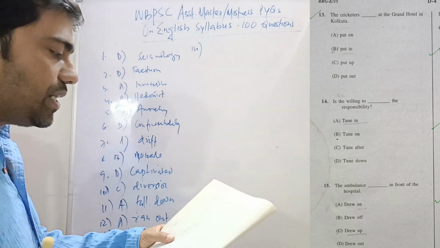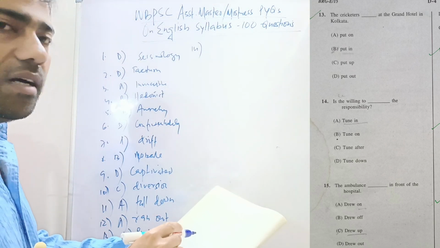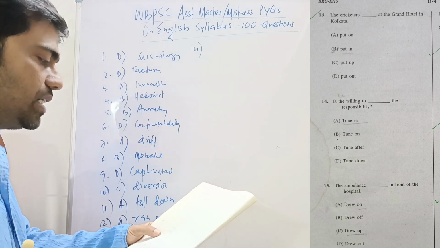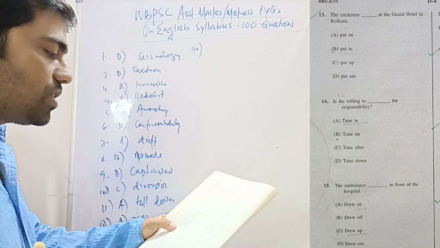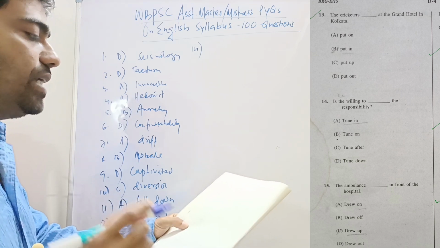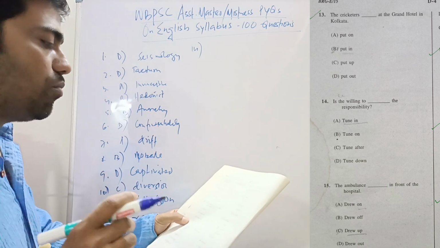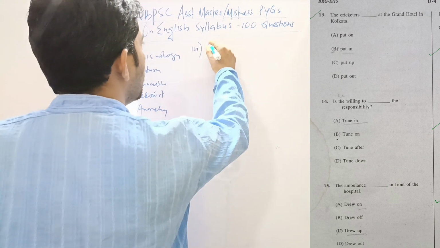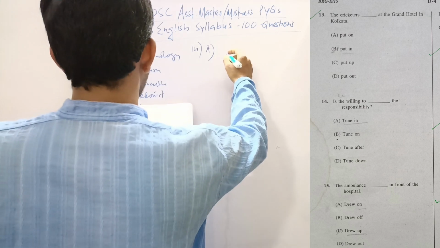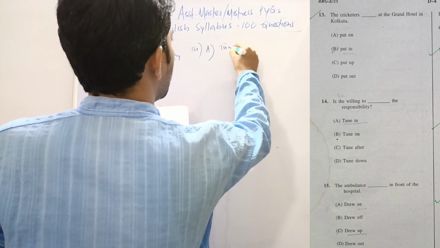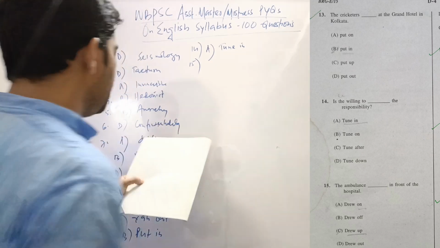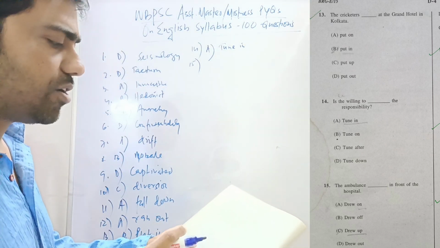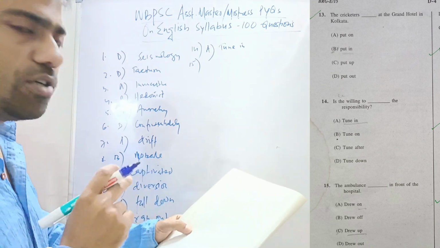14 number question. Is he willing to dash the responsibility? Tune in, tune on, tune after, tune down. It will be tune in or tune down. So the most appropriate is, is he willing to tune in the responsibility? A number. We always think of the positive gestures. All right, tune in. If there is any kind of indication of negativity, then it would be tune down.